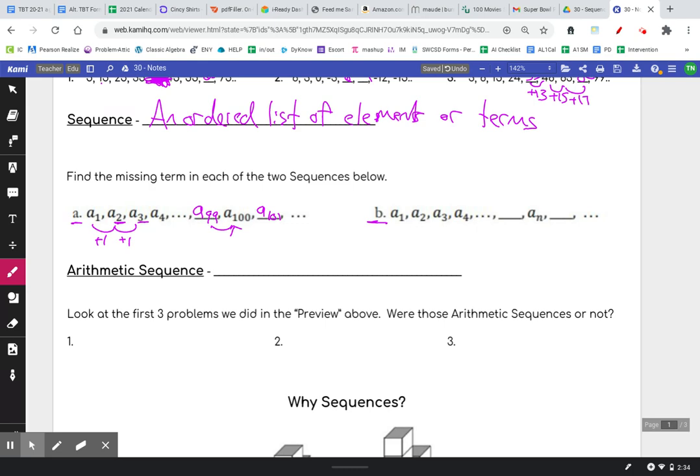If I know this is A100 and I see over here it's plus 1, then I know that that's got to be A99 and that's got to be A101 if that pattern holds true, which it looks like it does. All right, so here we get this. This is kind of to help us out here once we get to the next page.